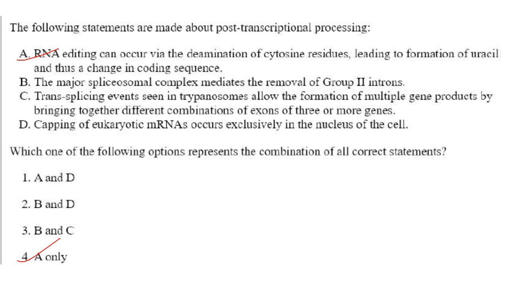Trans-splicing events seen in trypanosomes allow the formation of multiple gene products by bringing together different combination of exons of 3 or more genes. It is not 3 or more genes, it is 2 genes, 2 different primary RNA transcripts. So C is also not correct. Capping of eukaryotic mRNAs occurs exclusively in the nucleus of the cell. It can occur even in the cytoplasm of mammalian cells and trypanosomes. So D is also not correct. So the answer here is A only. Option 4 is the answer.